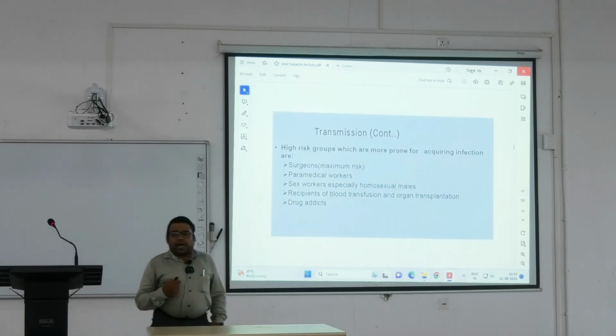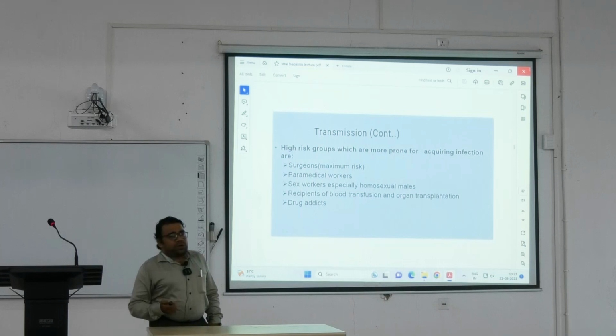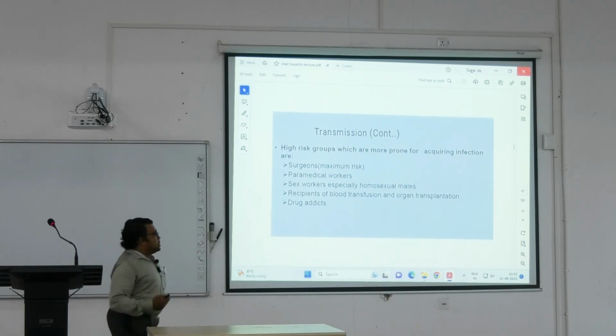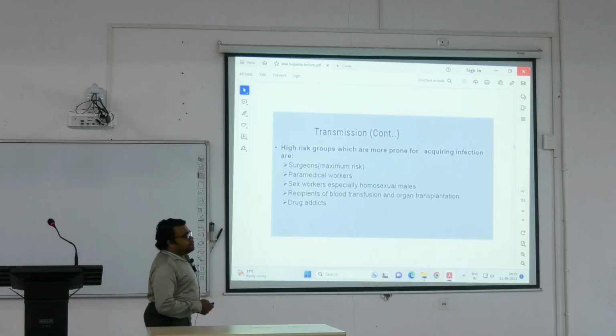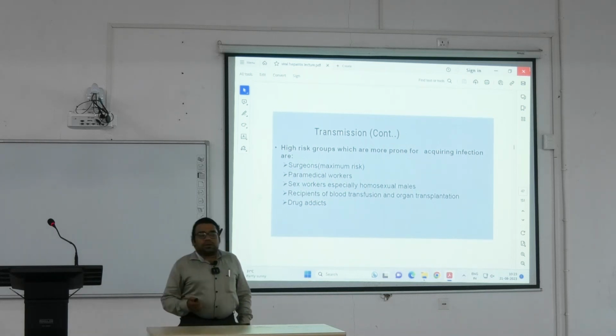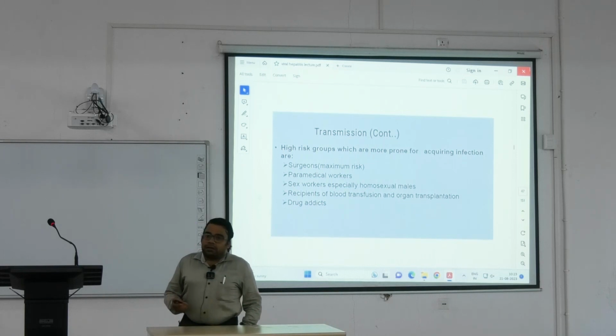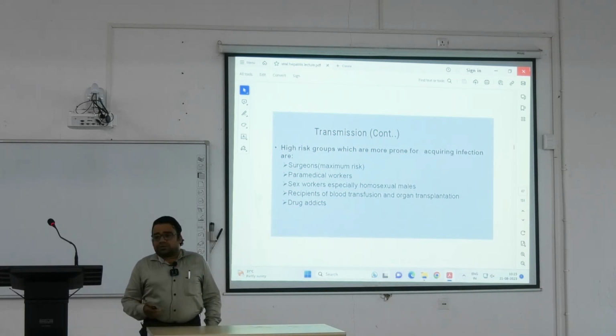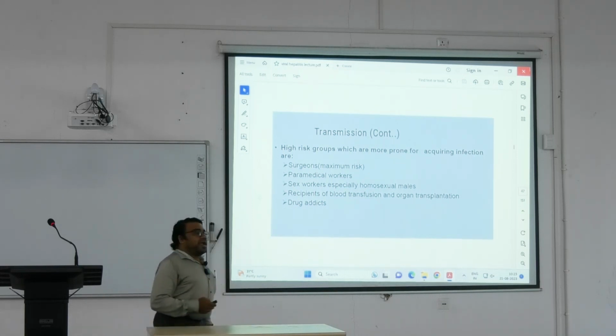So who are the people at high risk? Obviously, people who are dealing with blood and blood products, including healthcare workers, doctors, nurses, because of sexual transmission, sex workers, and intravenous drug abusers. These are all the people who are at risk.